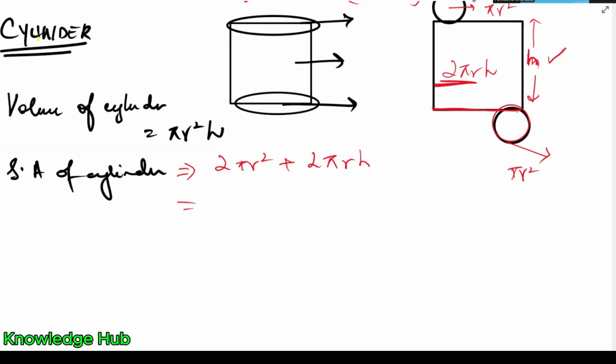Okay, we can write it like this also: 2 pi r plus h. You can use any form like this or this. Okay, so we are done with the cylinder.